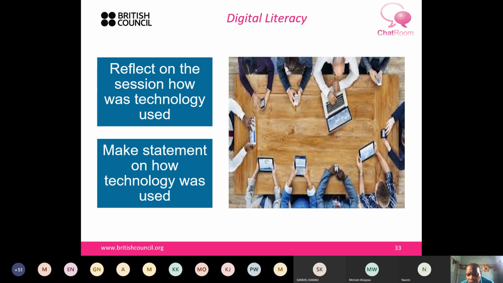Rose Tairu, don't worry, you'll know your groups. We are going to tell you which is your group. How was technology used in this session? Can you type there, how was technology used in this session? Let's type there, how was technology used in the session?